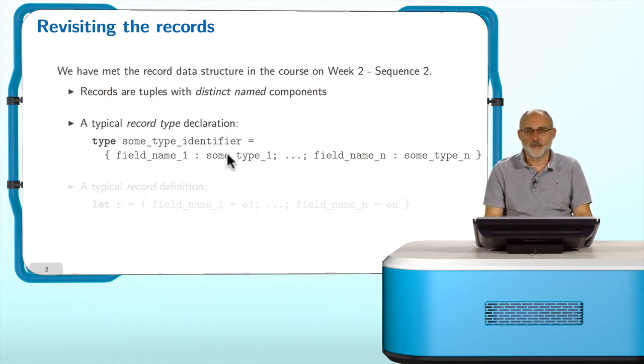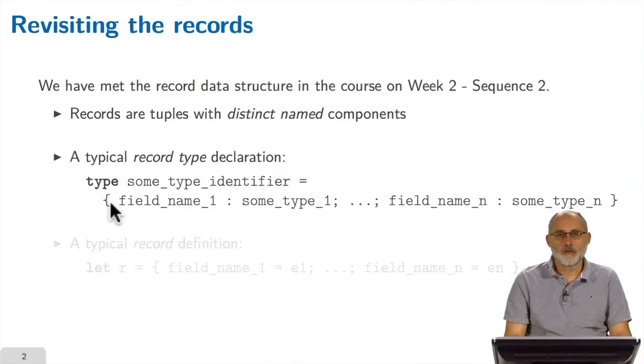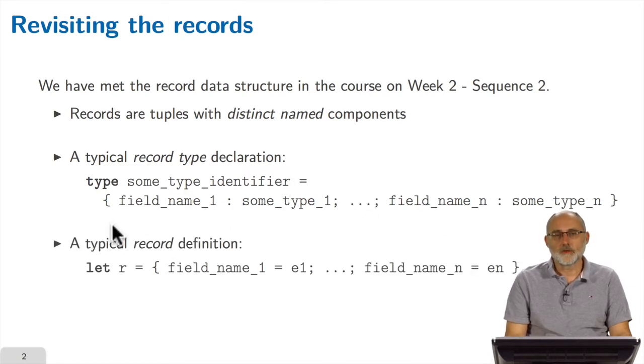We define a type, the record type, and this record type, between curly braces, contains a list of field names with the type of each of the field names. Then the typical record definition is, between curly braces, the list of the field names with the value to which they are initialized. Well, let's see again a simple example of the use of a record in a simple program.